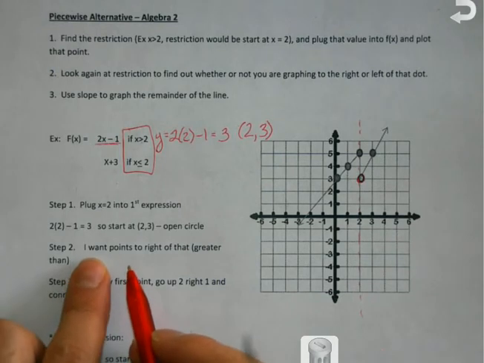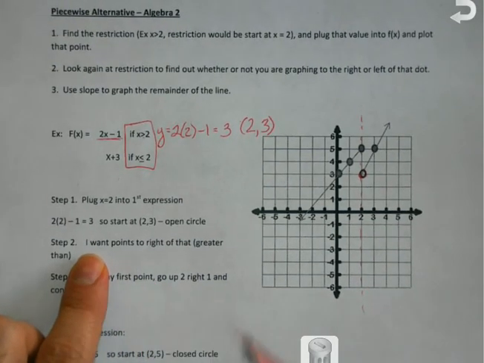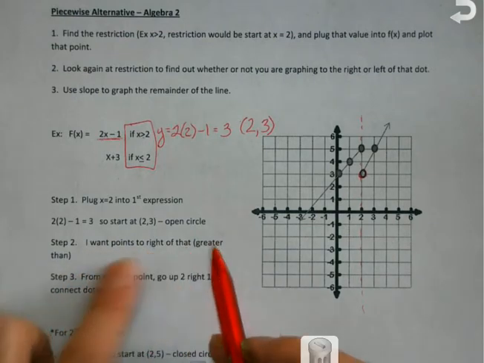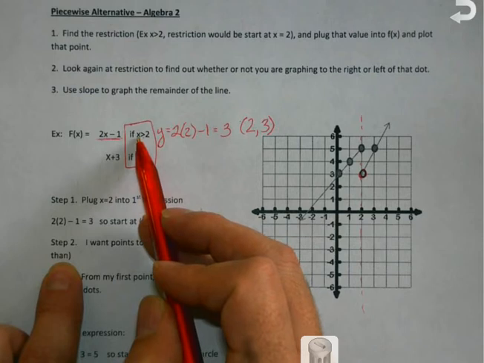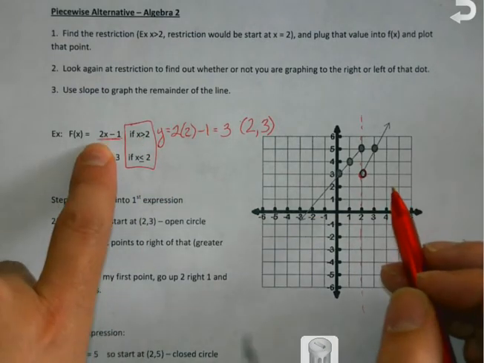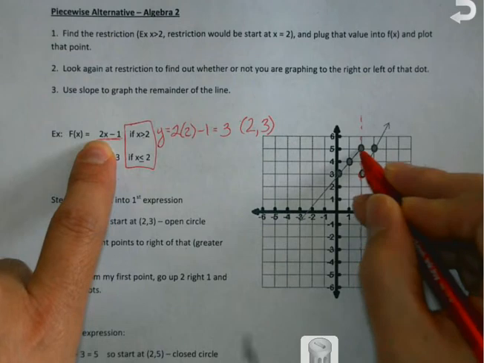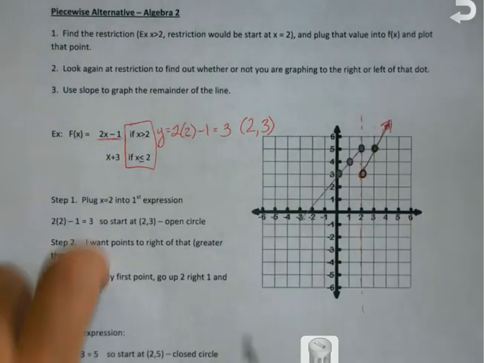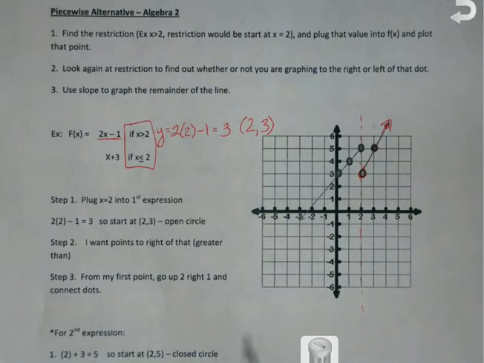Okay. Then I have to figure out where my next points want to be, because I've shown some of you the chart, but some of you don't like the chart. So I'm like, okay, I'll adjust. I want points to the right of that. How do I know? It's greater than. The arrow's eating x. So I just use the slope. My slope is 2. Up 2 and right 1. Up 2 and right 1. And connect the dots. So we're doing like a half chart, half plotting, because a lot of you are great at plotting lines, you just don't know where to start. So hopefully this is going to help that way.